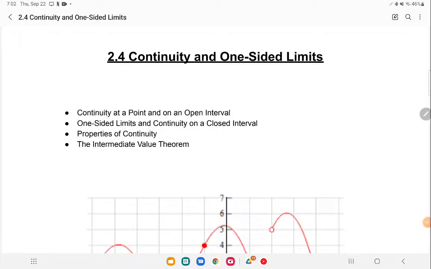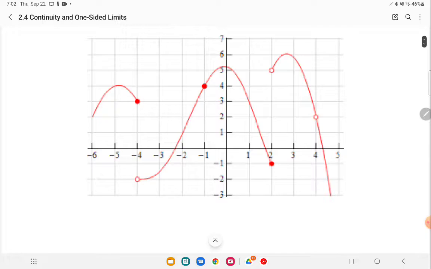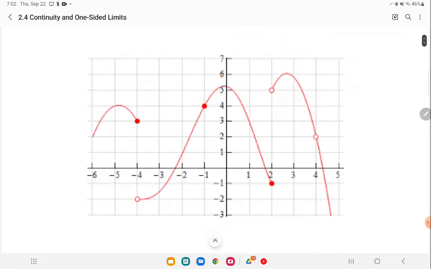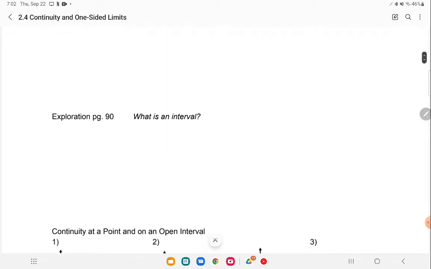In this video, we're going to take a look at section 2.4, continuity and one-sided limits and what those things mean. Here's a graph with a bunch of examples. You can see a lot of these graphs that we're going to be working with are broken, and we're going to describe those breaks in the graphs.